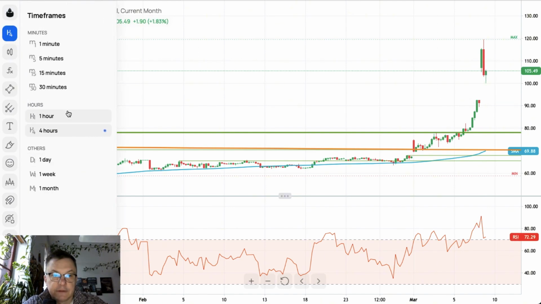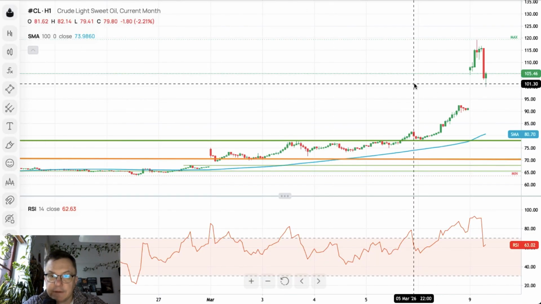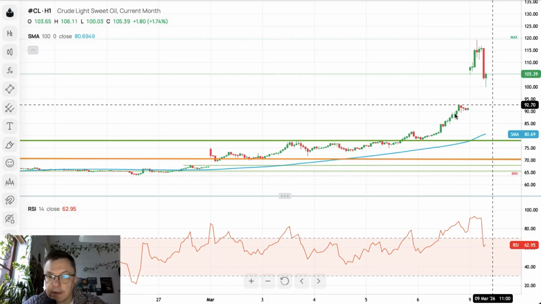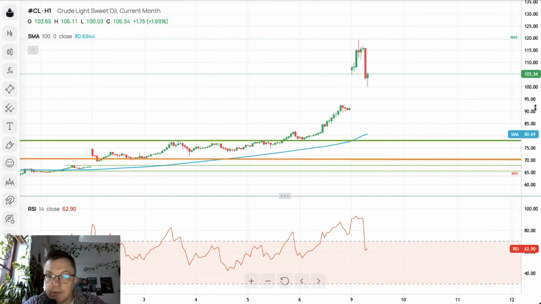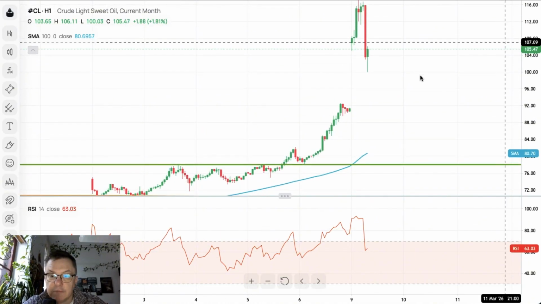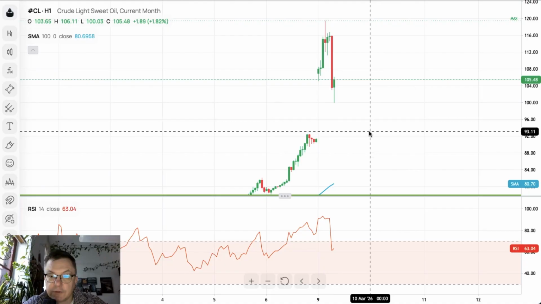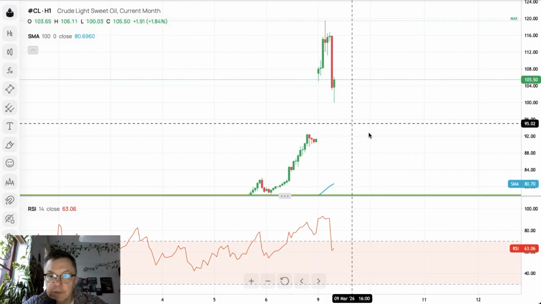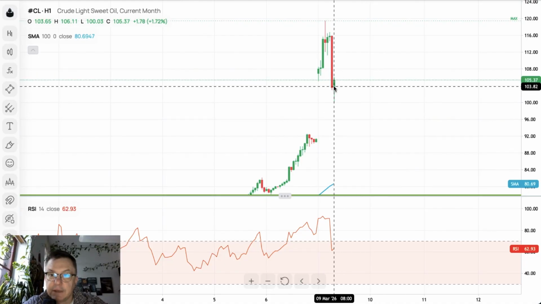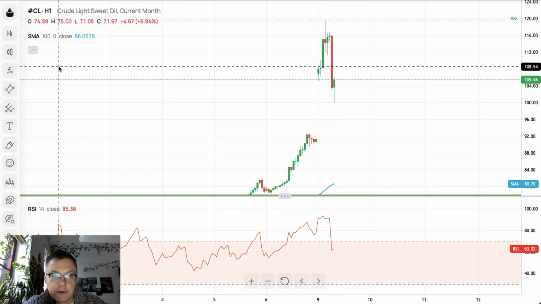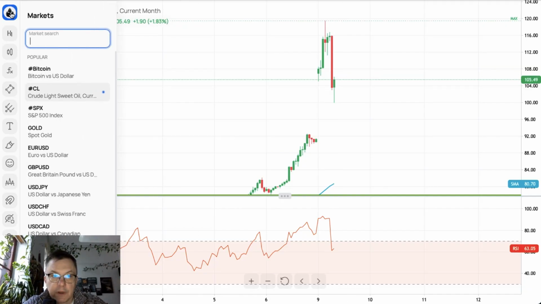If we switch to the 1-hour time frame chart, you can see there is a gap here that maybe will be covered, maybe not. It doesn't actually look like the bears want to cover this gap. For now, this market keeps moving higher, keeps rallying. It's obviously because of the geopolitical situation in the Middle East.